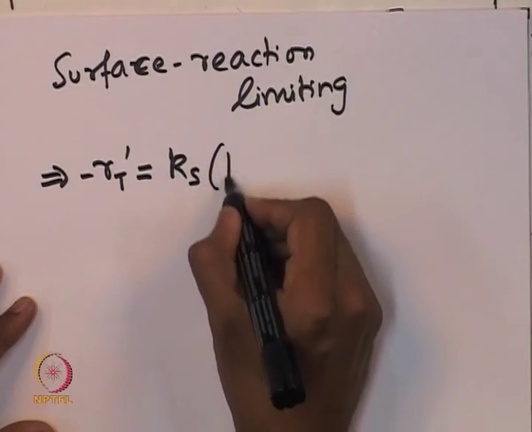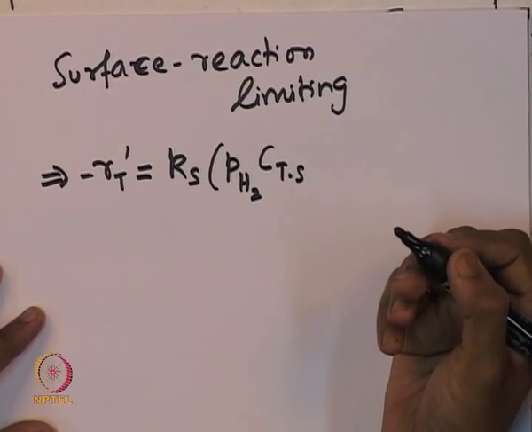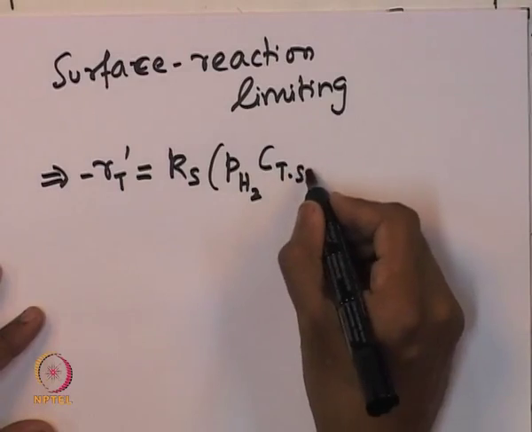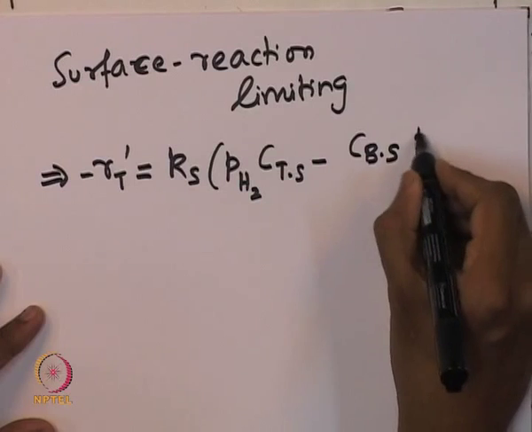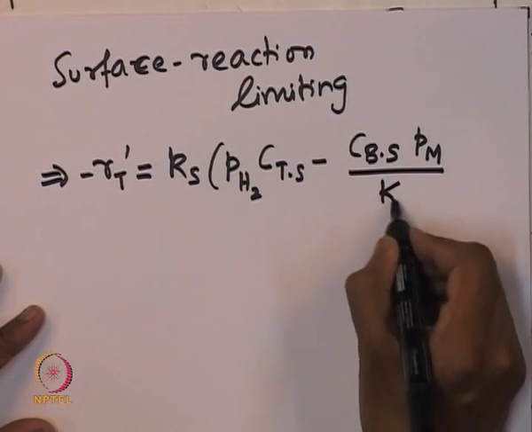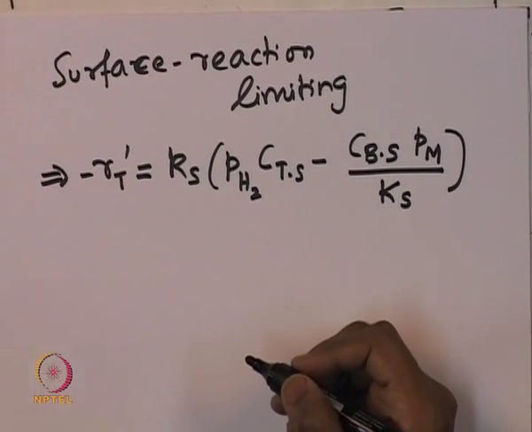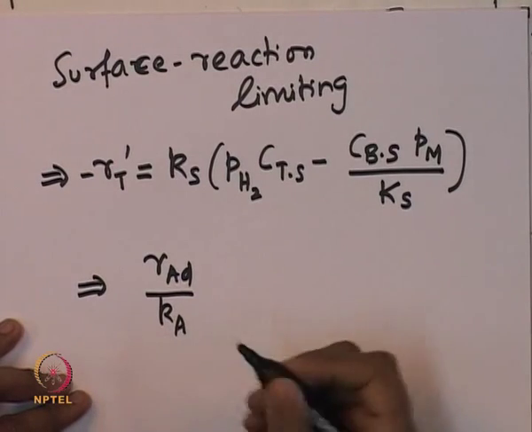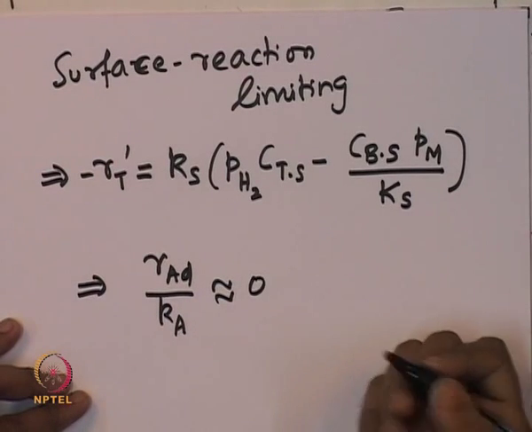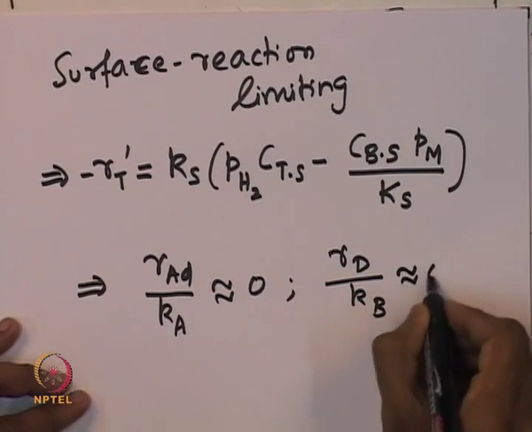And so that will be given by Ks into pH2, partial pressure of hydrogen, multiplied by the concentration of the sites in which the toluene is adsorbed, minus the concentration of benzene that is adsorbed to the catalyst surface, and then multiplied by the partial pressure of methane divided by the corresponding equilibrium constant. Okay. Now, this also means that the other reaction rates actually have to be 0. So, that also means that the R adsorption divided by the corresponding KH is approximately equal to 0, and also R desorption divided by the corresponding constant is also approximately 0.